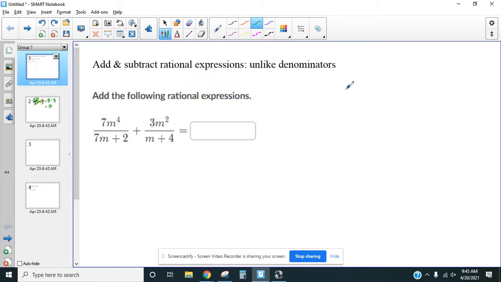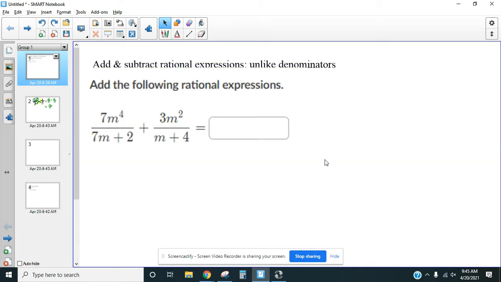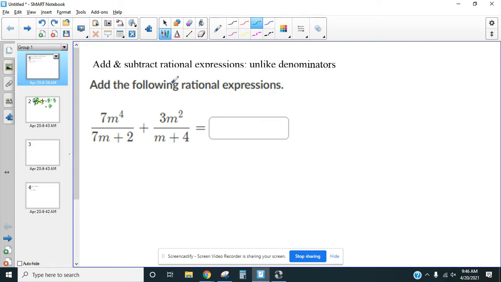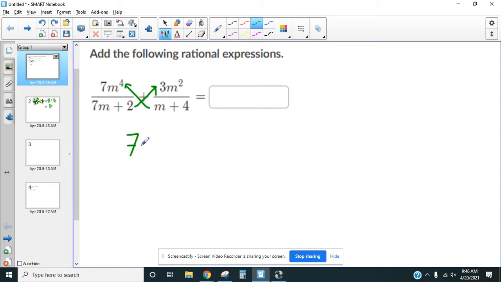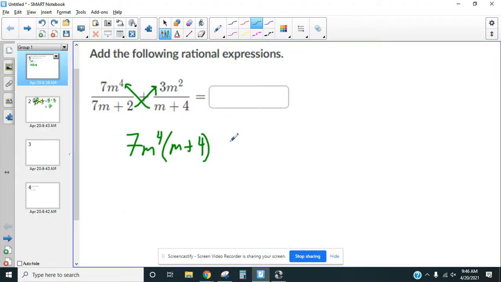All right, so same thing here. Go ahead and write this one down if you haven't yet already. We're going to do the same thing. This is going to multiply up there. This is going to multiply up there. So here's how it's going to look. It's going to get a little messy. On the left, 7m to the 4th is going to be multiplied by m plus 4. And then on the other side is going to be this one.